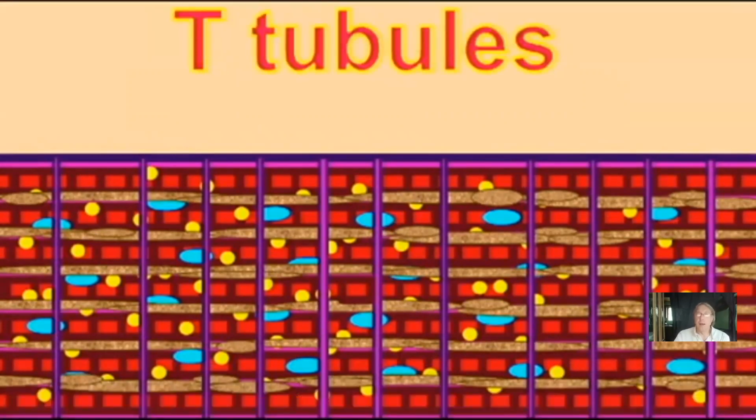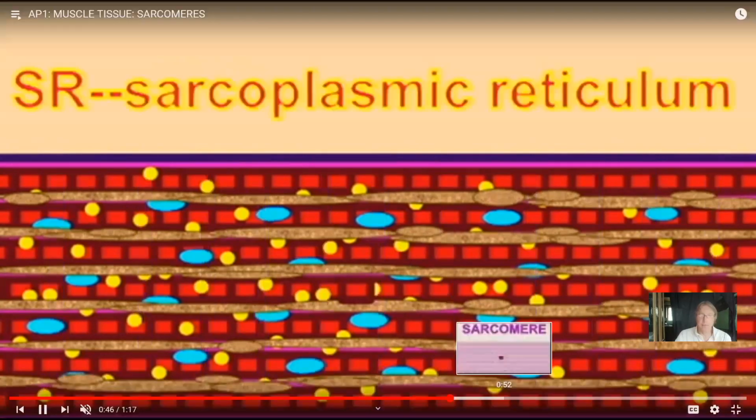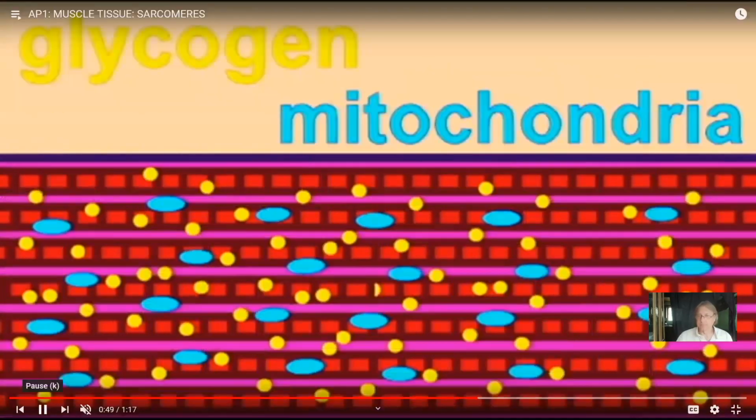Around the sarcomeres, we have specialized endoplasmic reticulum, and this endoplasmic reticulum is called sarcoplasmic reticulum. It stores calcium, which, as we'll see, is very important in muscle physiology. In addition, this muscle contraction is going to require a lot of energy. Muscle cells also have glycogen. These are the polysaccharide granules which have an energy store. And then we also have a lot of mitochondria. Mitochondria is where, say, glucose, which is obtained from glycogen, can be broken down for energy.